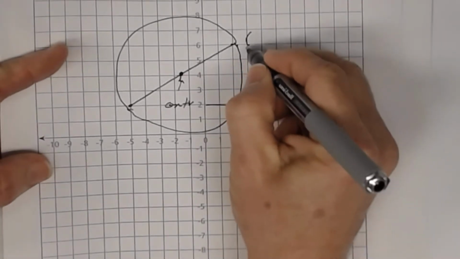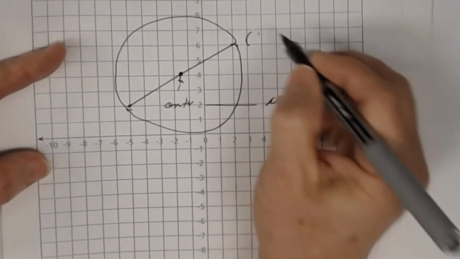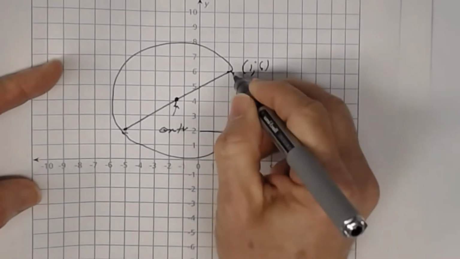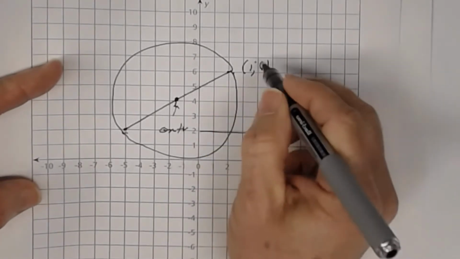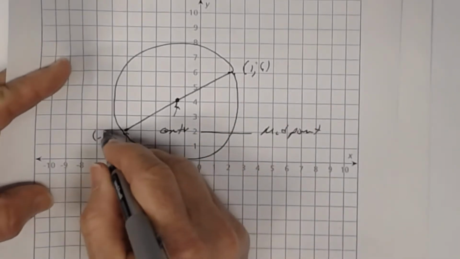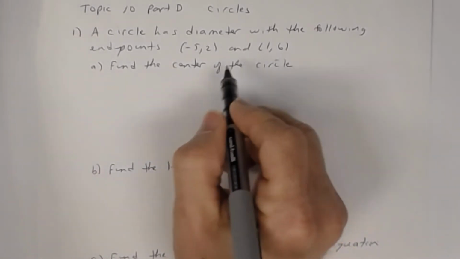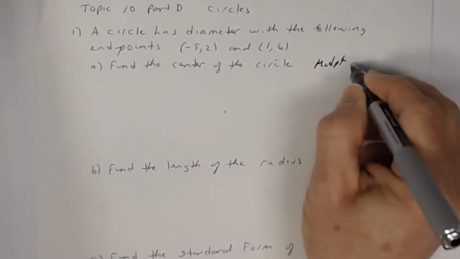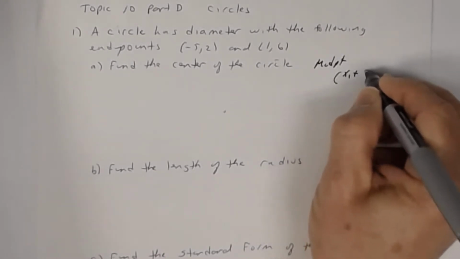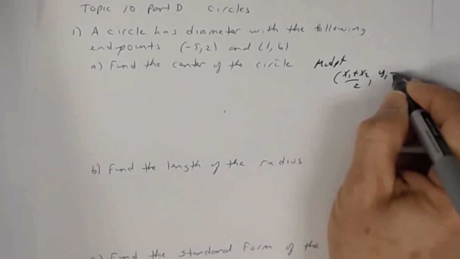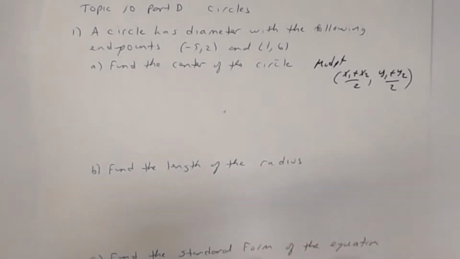So remember, this point here was supposed to be 1, 6. I put 2, 6 by the way, so I made a mistake there, but it's 1, 6. And this is negative 5, 2. Okay? So if I'm going to find the midpoint, you're going to use your formula. The midpoint is x1 plus x2 divided by 2. Remember, you add the x's together, divide by 2, and then y1 plus y2 divided by 2.